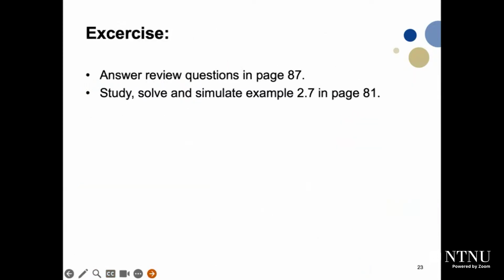So now we finished chapter 2. Please, you have some review questions on page 87 in the book. Try to answer those questions and also try to study, solve, and simulate example 2.7 on page 81.